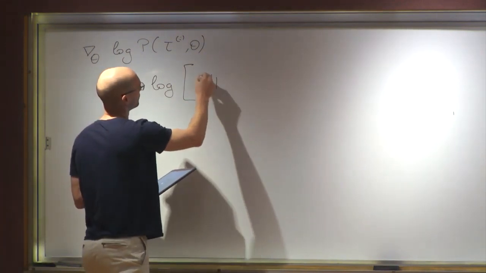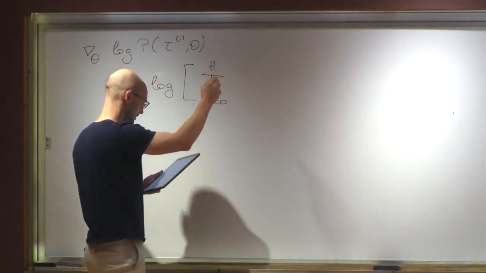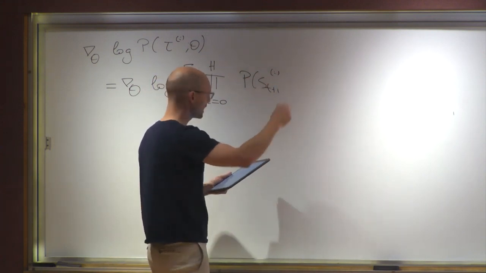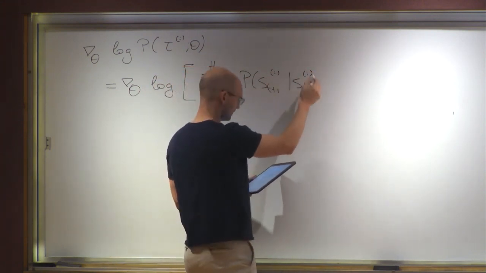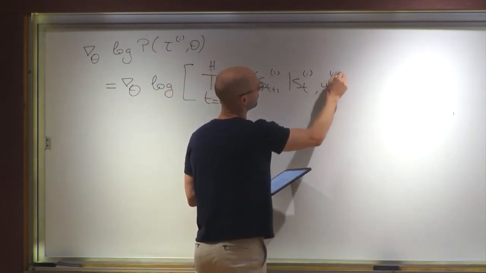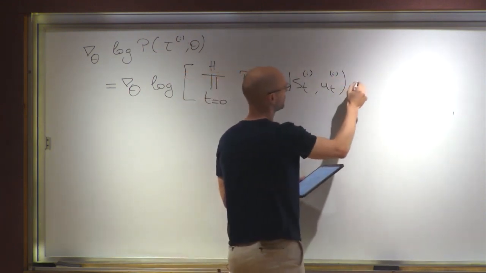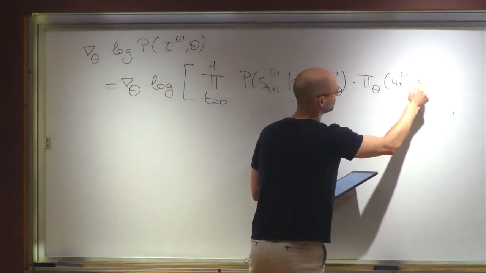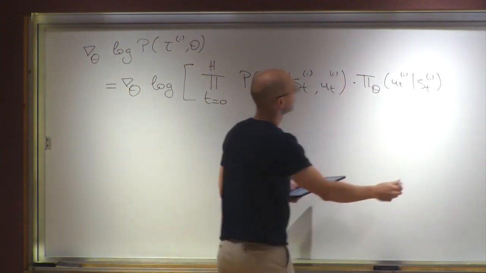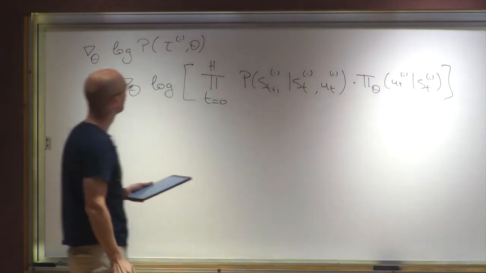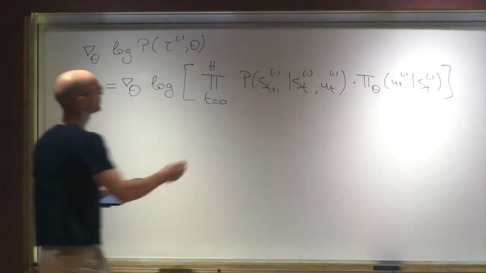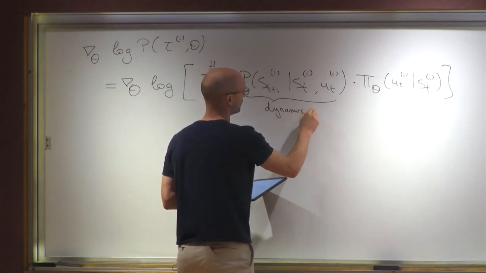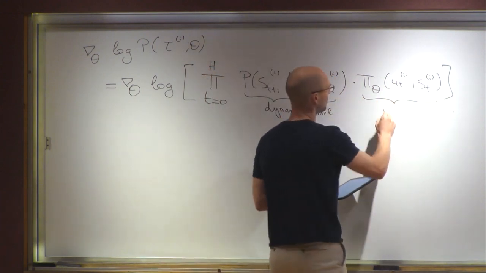So product for t going from 0 to the end of the probability of s_{t+1}^i encountered in trajectory i, given we were in state s_t^i and took control u_t^i. And then, of course, the probability of taking that specific control under pi theta. So this is our probability of that trajectory that we just experienced. This here is the dynamics model. This here is the policy.